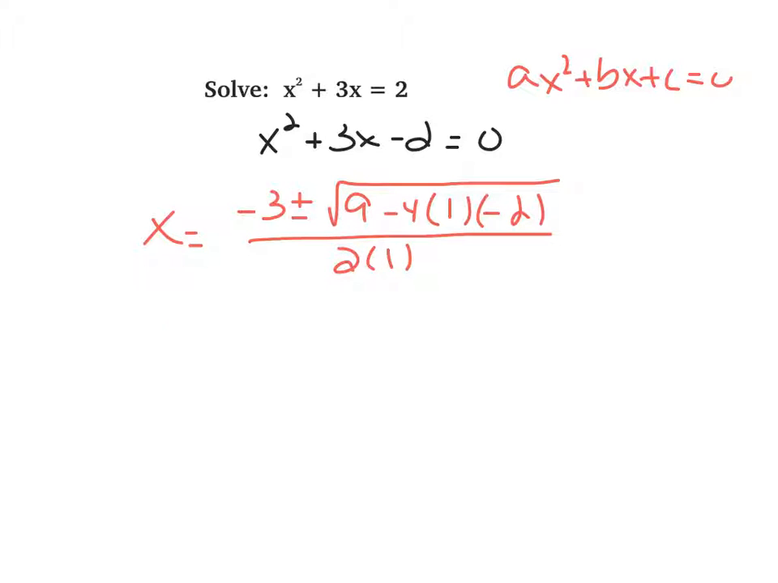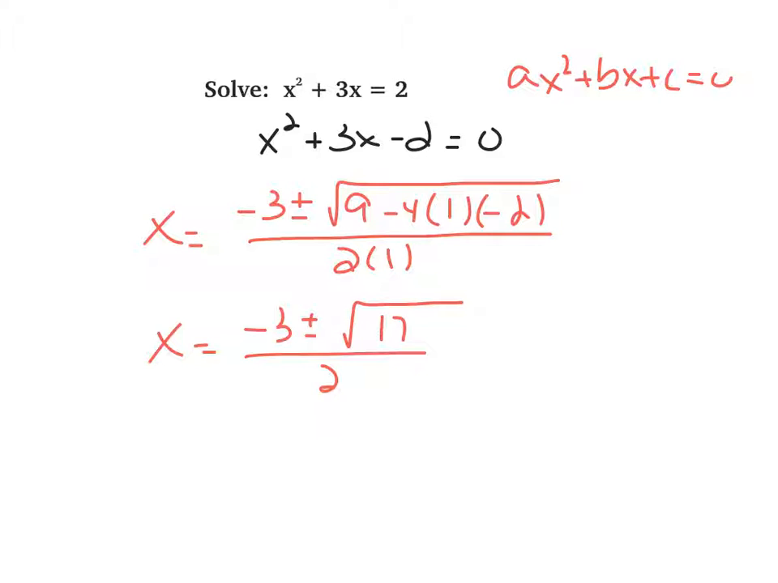Now, just a matter of working all that out. Always start by working out what's inside your radical. And if you punch that in or just figure it out in your head, 9 minus 4 times 1 times negative 2. That's 8 plus 9, which is 17. Denominator, I get 2. And I can't simplify 17 at all. So those are actually my 2 solutions.